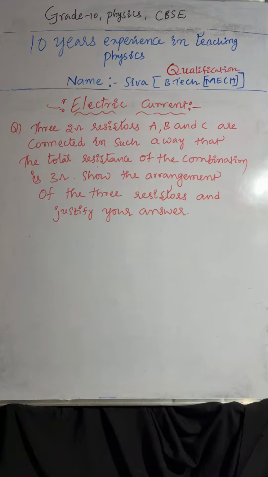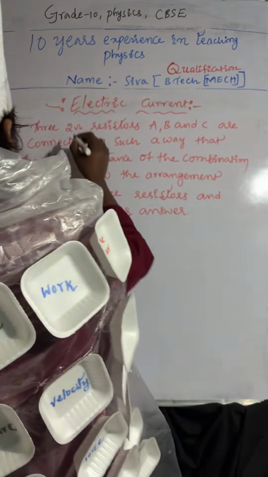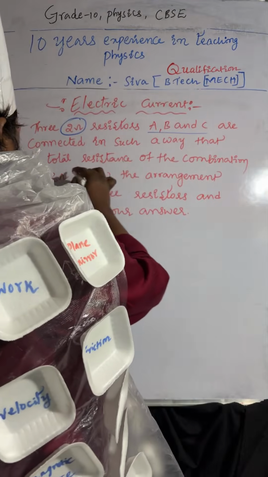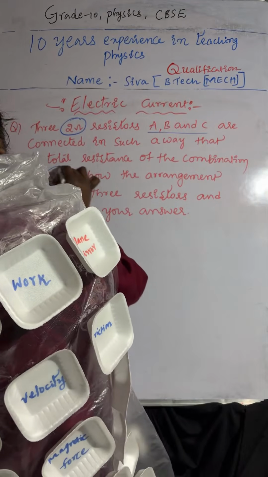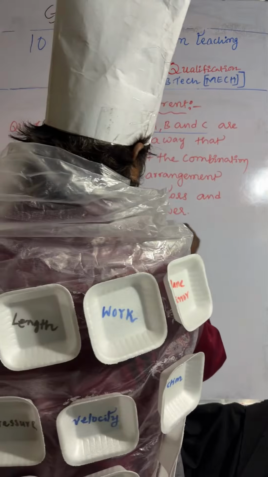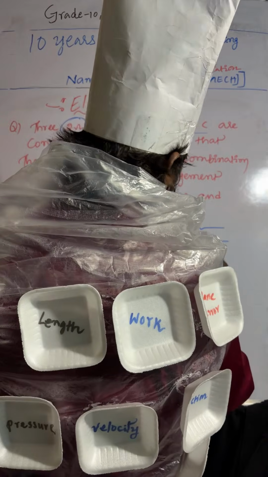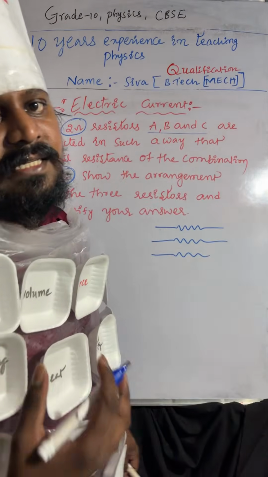Okay, very good. So one is parallel, another one is two are in series. So if you connect in that way, you'll get the answer. Check once here. Three 2 ohm resistors A, B, C are connected in such a way that the total resistance of the combination is 3 ohm. So like that 3 resistors are given.